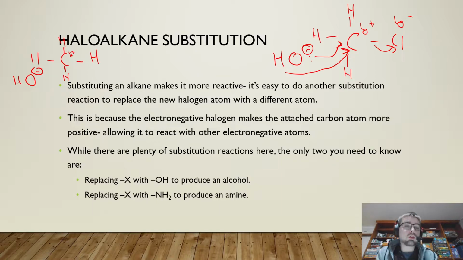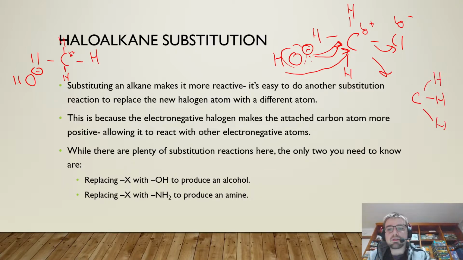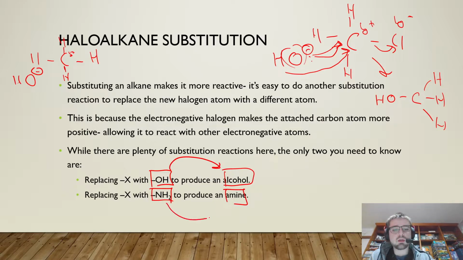So you can do lots of reactions with this. You can basically take anything that's negative and try and shove it in here. The two main ones that you need to know for this here are that if we had a hydroxide like this, we'll end up making an alcohol. So if you imagine the chlorine leaves, the OH stays on, you end up with this, so it's an alcohol. Or you can do the same thing with NH2 and you'll get an amine. So OH is going to produce an alcohol, NH2 or NH3 in this case is going to produce an amine.